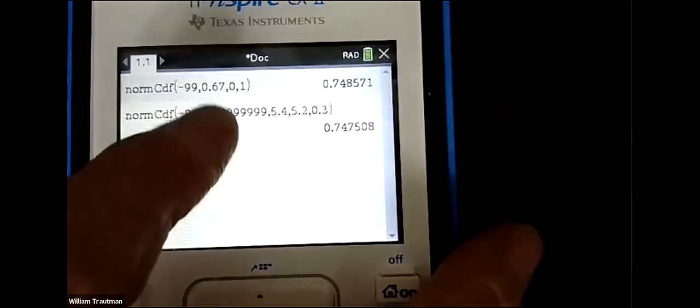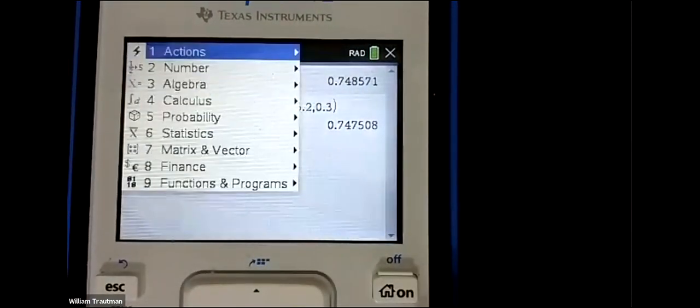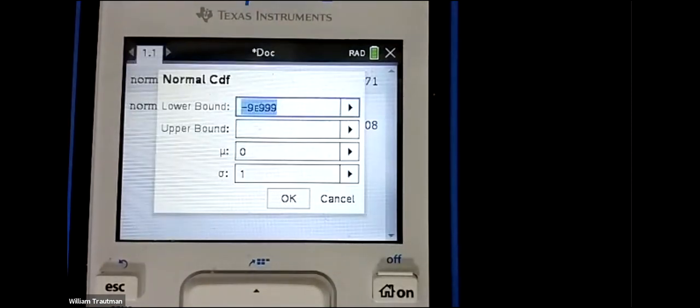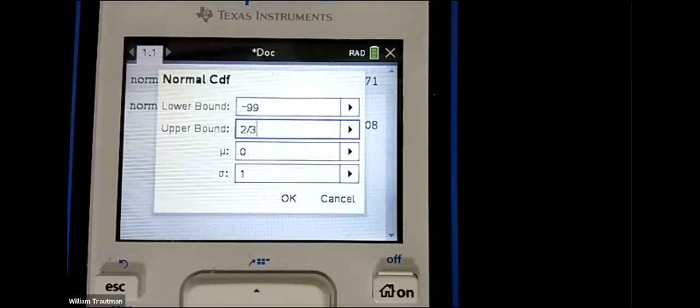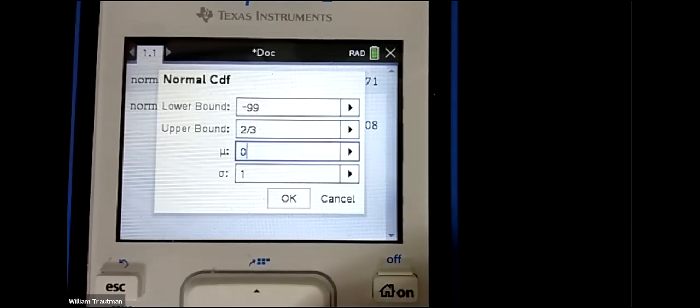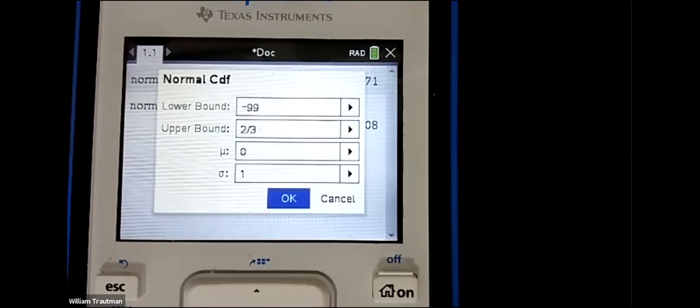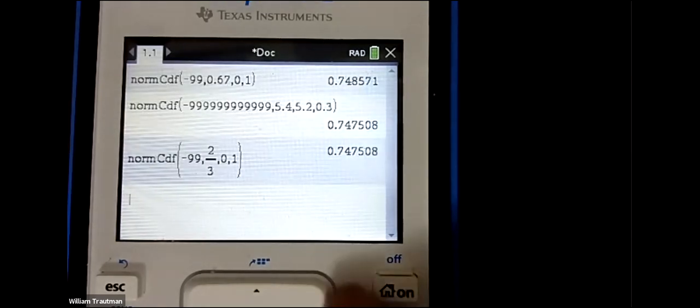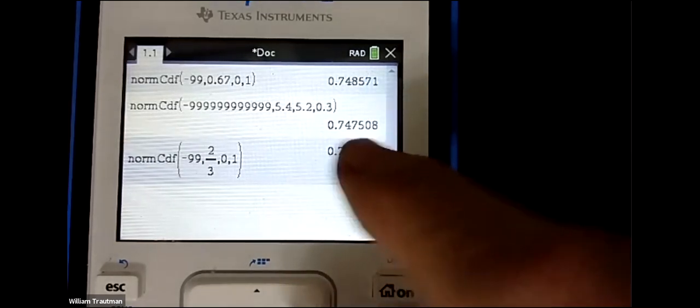Let me try something different on there. I'm going to go to menu 552. My lower boundary, I'm going to hit negative 99. Upper boundary, we already said 0.667, but in fraction form, it was 2 divided by 3. And then I want to see how this changed it. And if you look now, they're both the same.